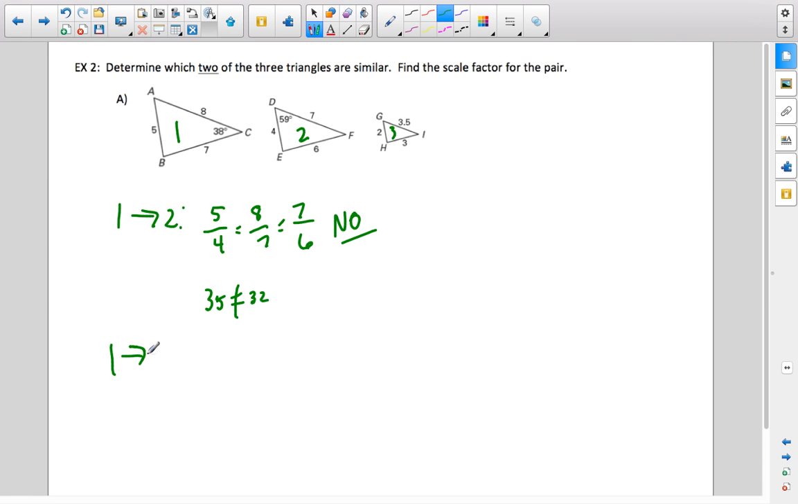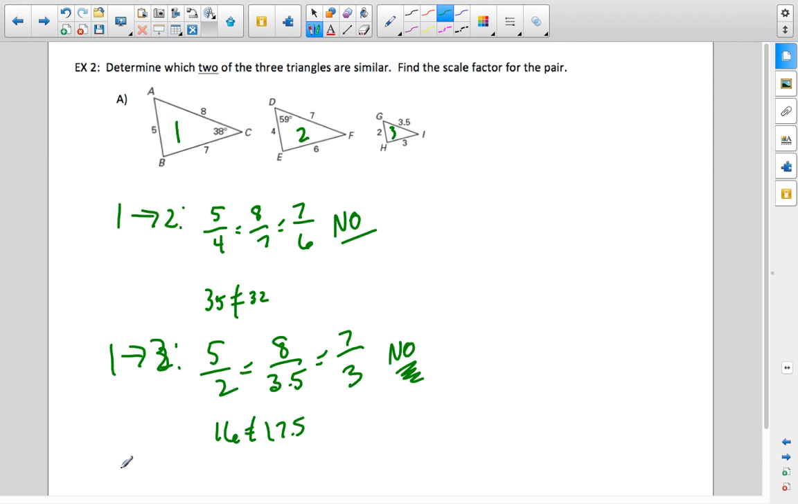Let's try 1 to 3. Okay, 5 over 2. Does that equal 8 over 3.5? And does that equal the 7 over the 3? Okay, 2 times 8 is 16. Does 16 equal 5 times 3.5? Let's see, that's going to give me 17.5. So this one, no. Now we should try 2 to 3.